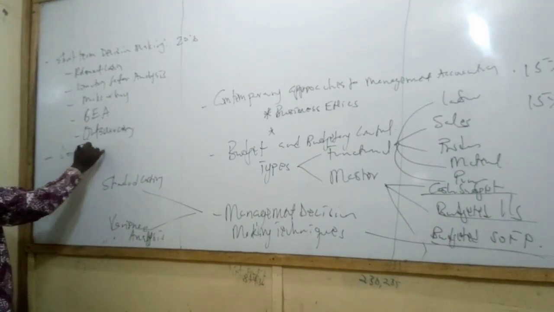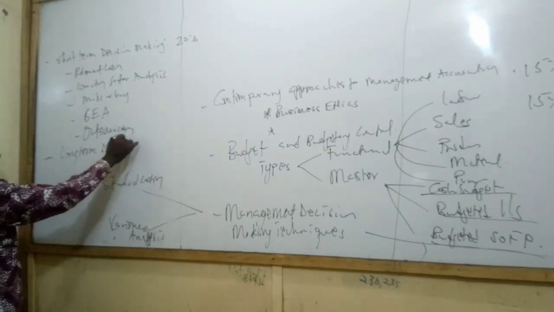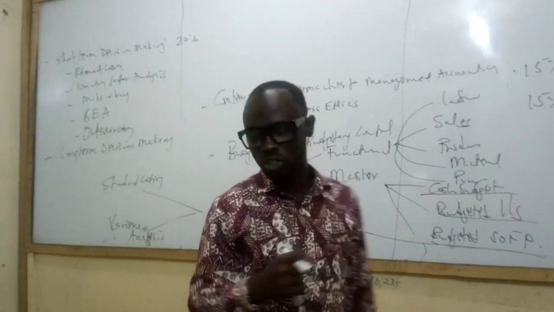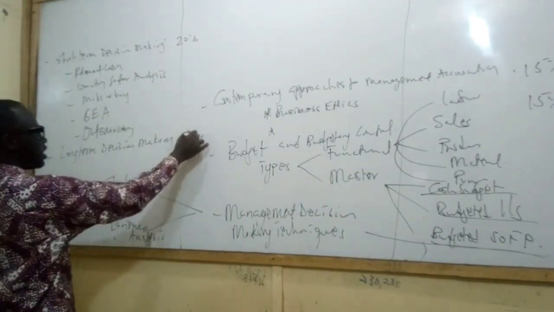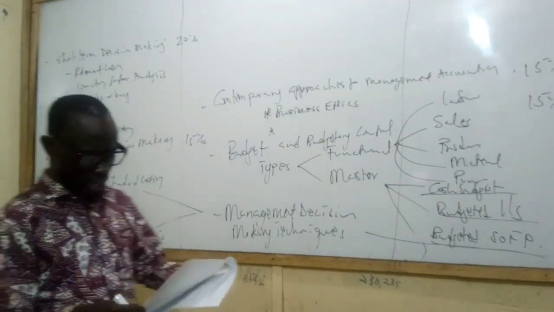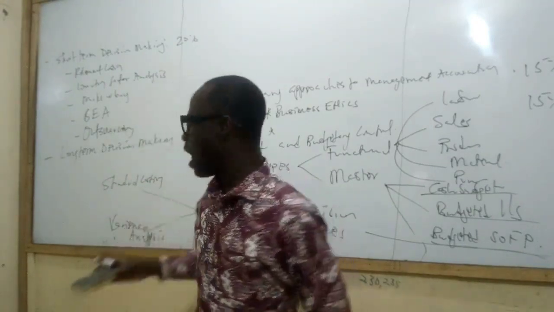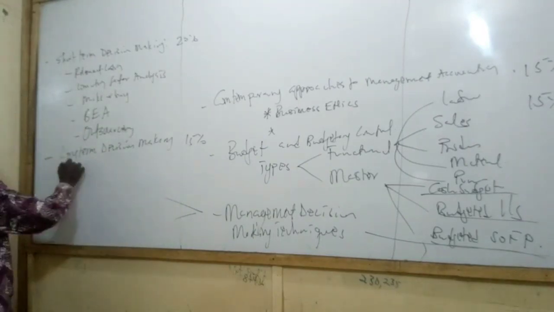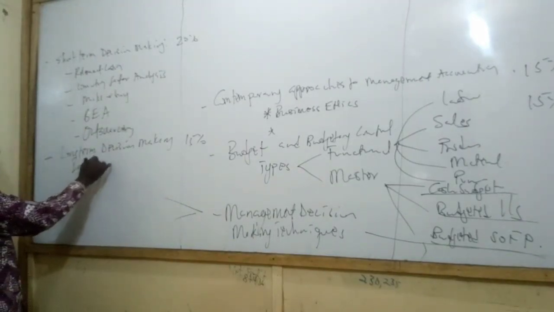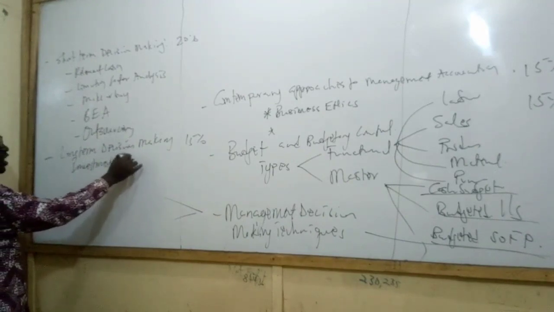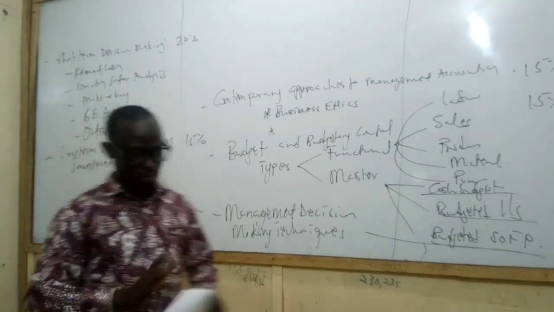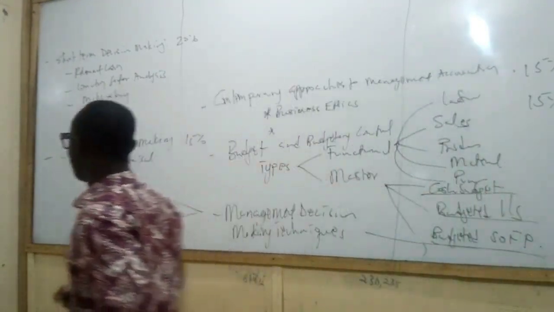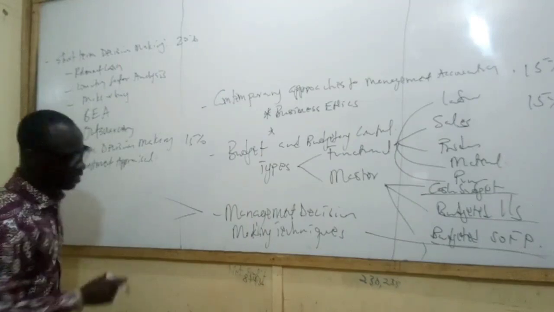It's called long-term decision making. And here we are focused, that is 15% on the syllabus grade. And this is where we're going to be focusing on the issues about investment appraisal. So that is what primarily we'll be discussing at this point. That's 15%. And then finally, we look at performance evaluation.